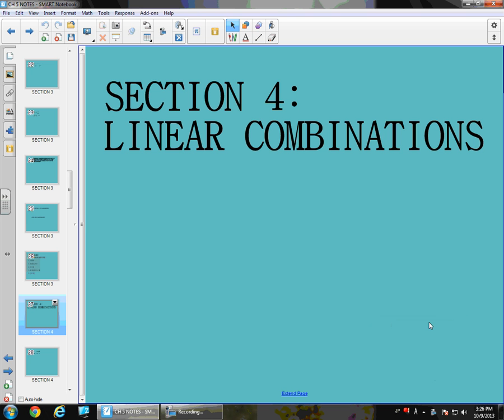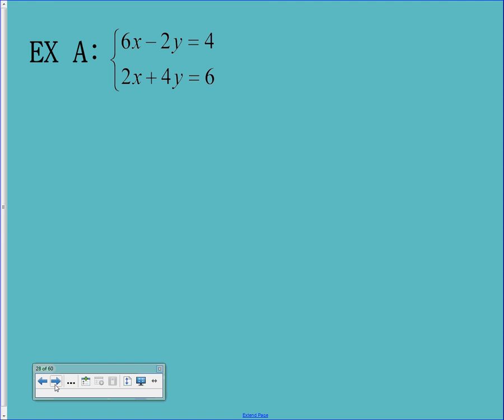Section 4 is on linear combinations. So today we're going to go over yet another method for solving systems of equations. You're going to notice that these equations are set up a little differently, so we're going to use a different method. And this method is called elimination or linear combinations.